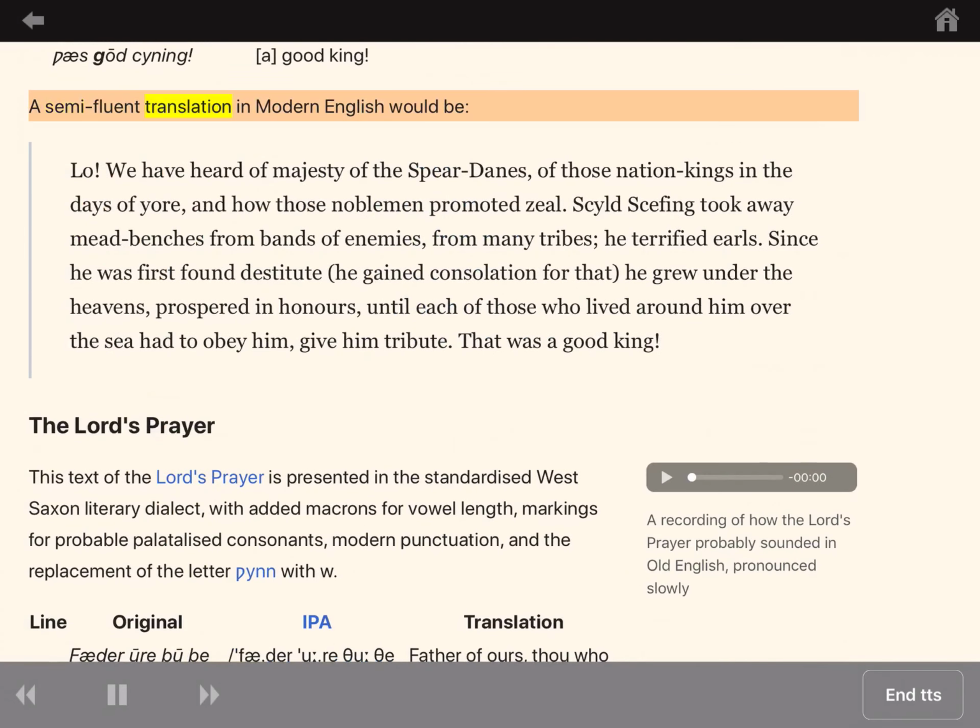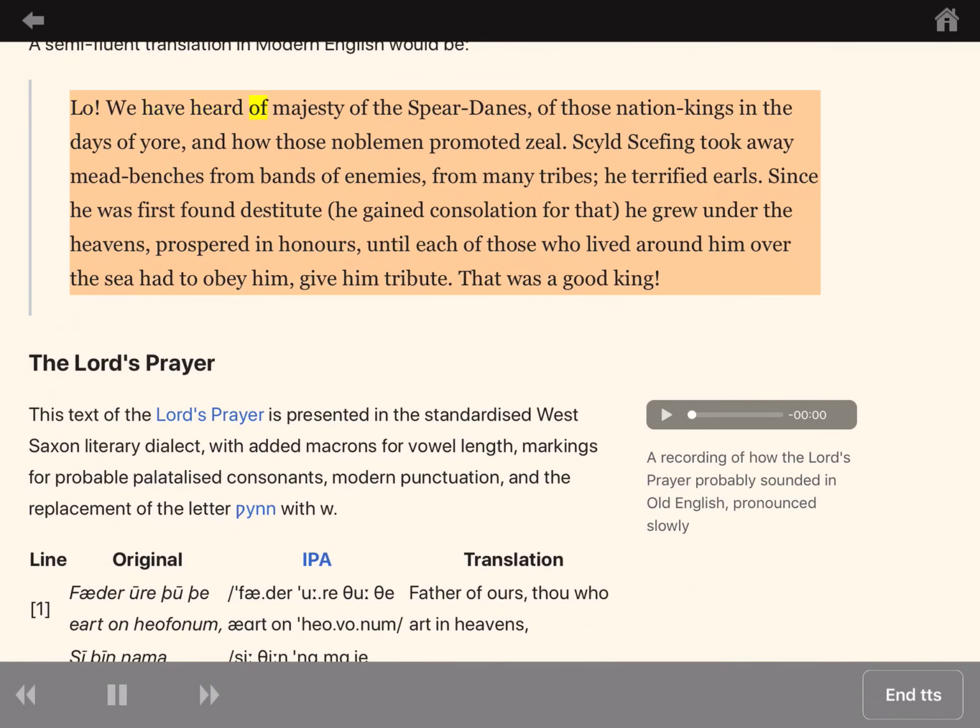A semi-fluent translation in modern English would be: Lo, we have heard of the majesty of the Spear-Danes, of those nation-kings in the days of yore, and how those noblemen promoted zeal. Scyld Scefing took away mead-benches from bands of enemies, from many tribes. He terrified earls. Since he was first found destitute, he grew under the heavens, prospered in honors, until each of those who lived around him over the sea had to obey him, give him tribute. That was a good king.